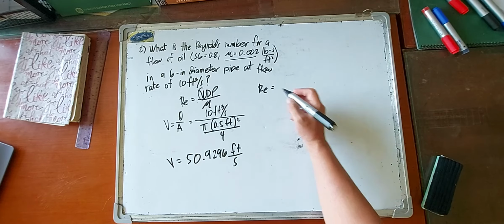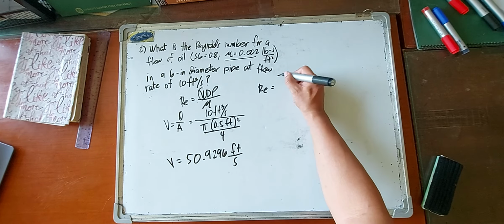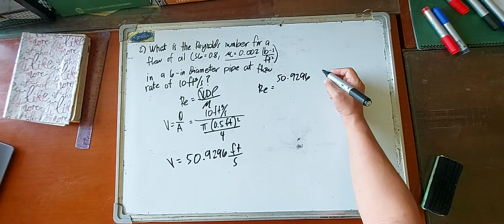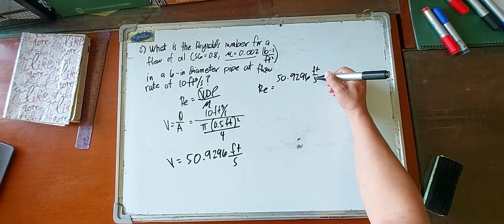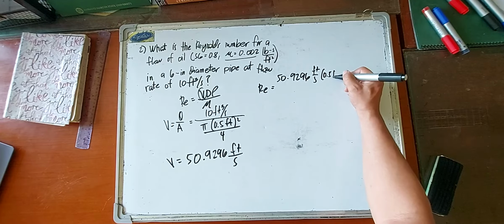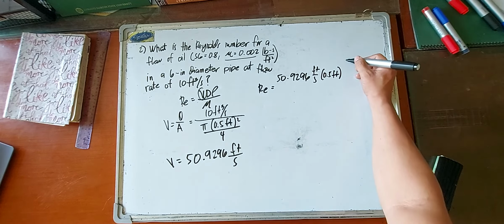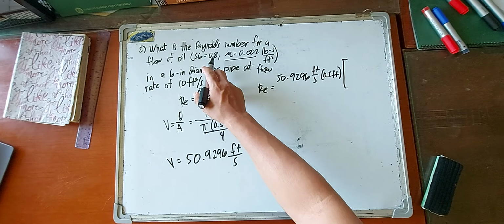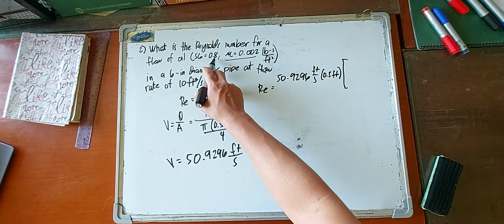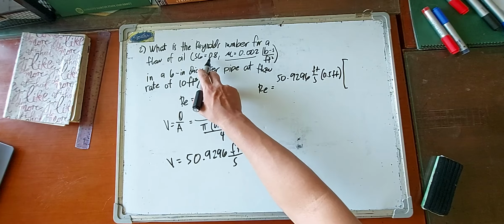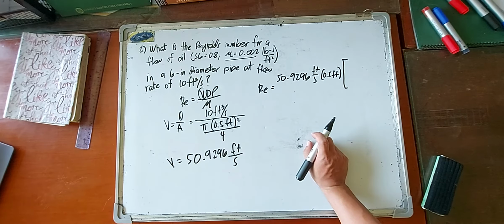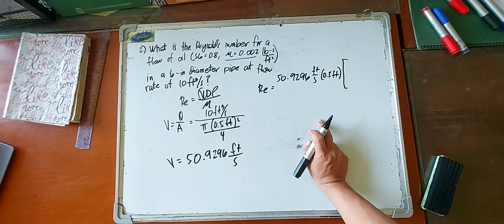Then we solve for the Reynolds number using the formula in terms of absolute viscosity. We have solved for the velocity already. We have 50.9296 feet per second times 0.5 feet as diameter. And then we have the density. Since the specific gravity is given, for the density we multiply it by the unit weight of water, that would be the unit weight of oil, and we divide it by the gravity to convert it to an equivalent value in density.